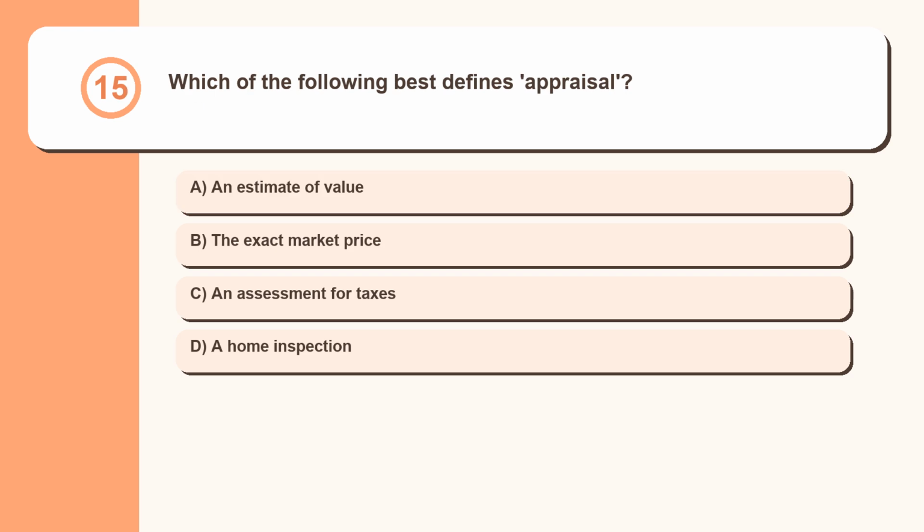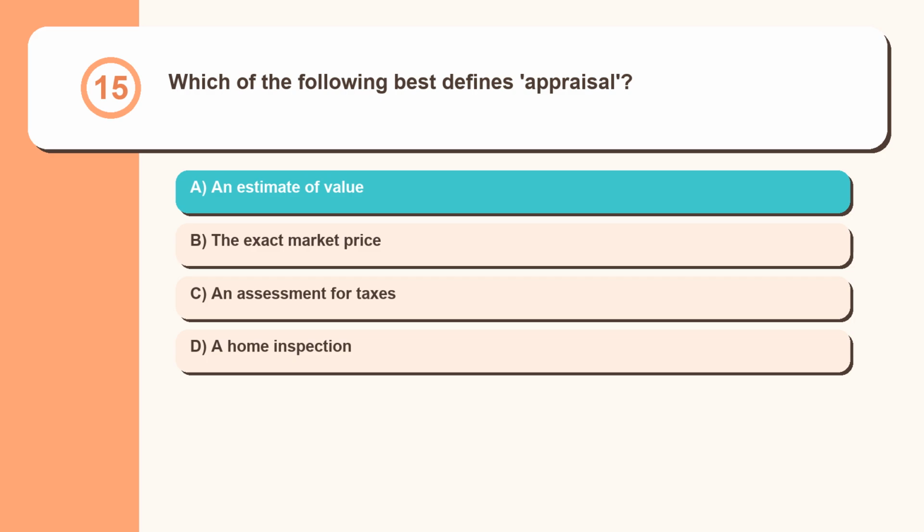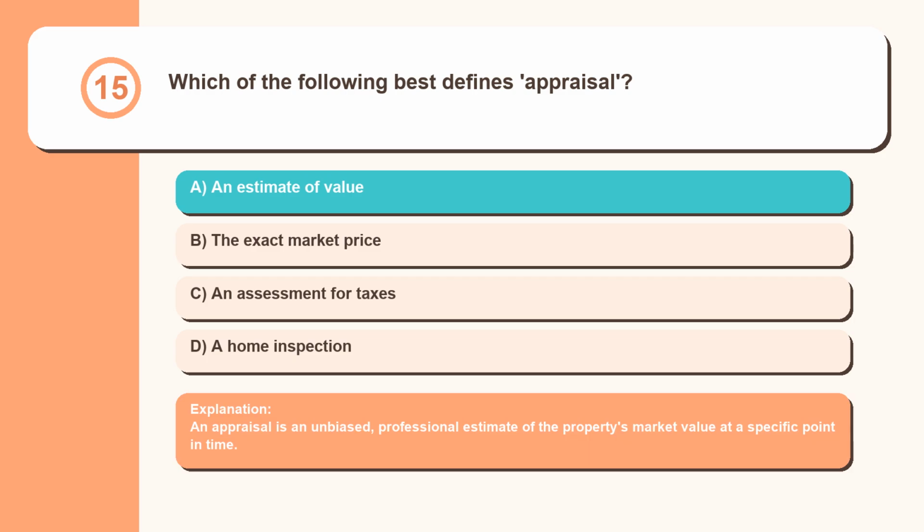Question 15. Which of the following best defines appraisal? An estimate of value, the exact market price, an assessment for taxes, a home inspection. An appraisal is an unbiased, professional estimate of the property's market value at a specific point in time.